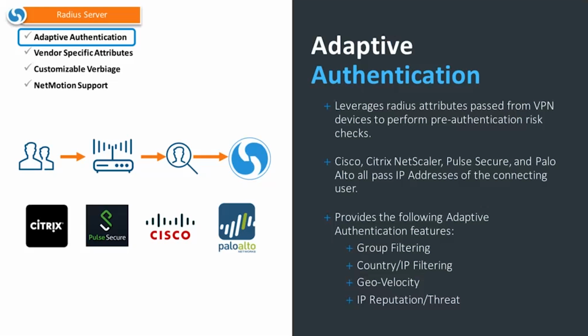What we've done is we've enabled adaptive authentication for certain VPN clients at this point in time. We're leveraging Radius attributes that have been passed to us from VPN devices or other Radius integrations, specifically targeting Cisco, Citrix, NetScaler, Pulse Secure, and Palo Alto right now, to pass us the IP address of the connecting user. This allows us to do group filtering, country and IP address filtering, geo-velocity lookups, as well as IP reputation and threat checks around the actual client who's connecting to the VPN service.